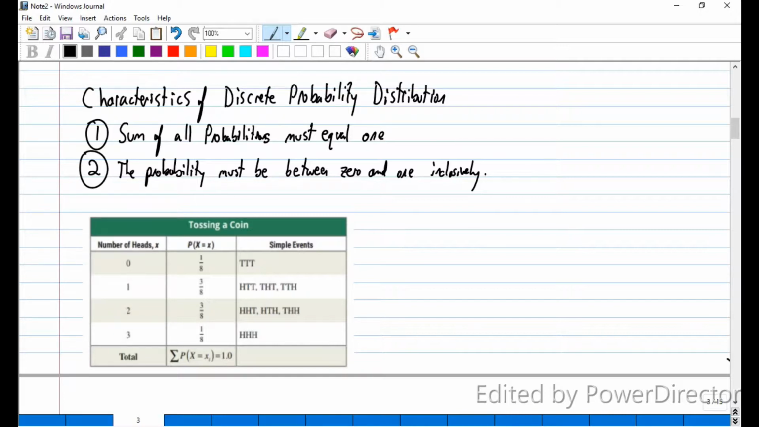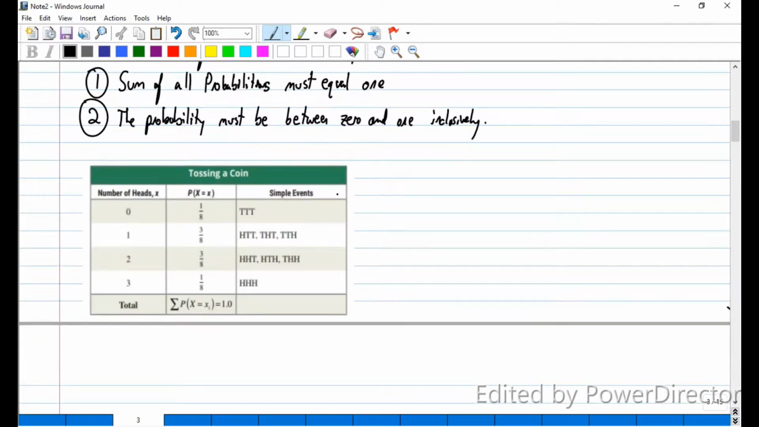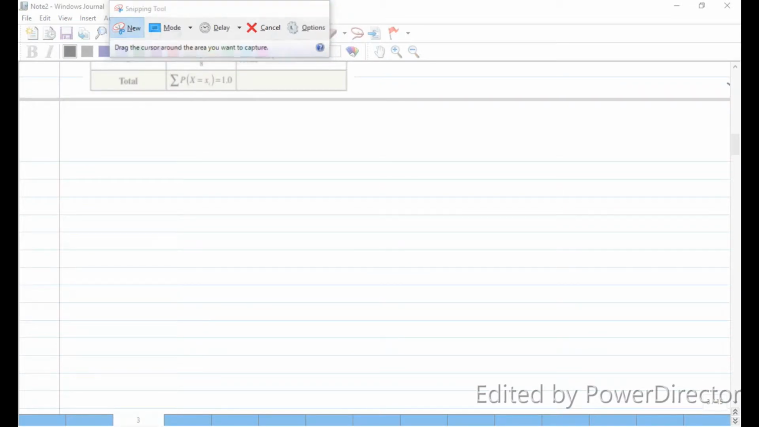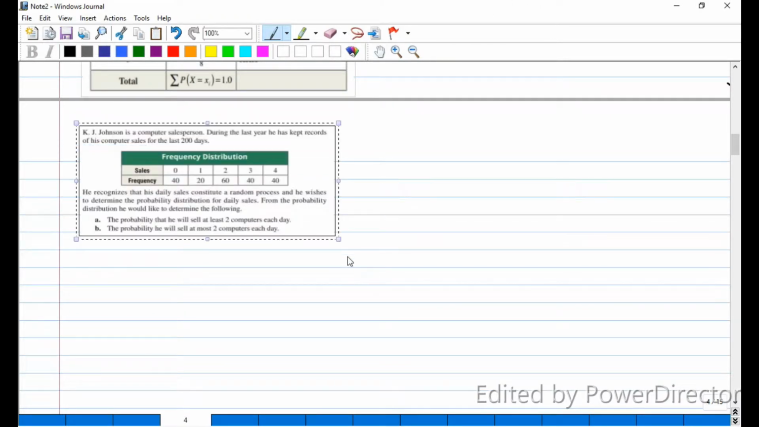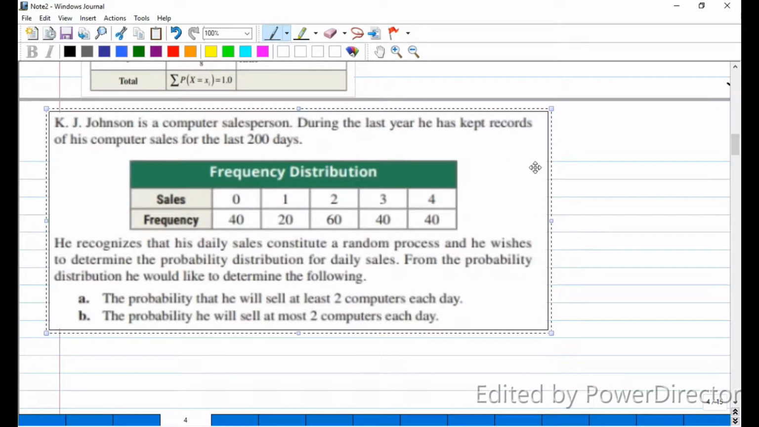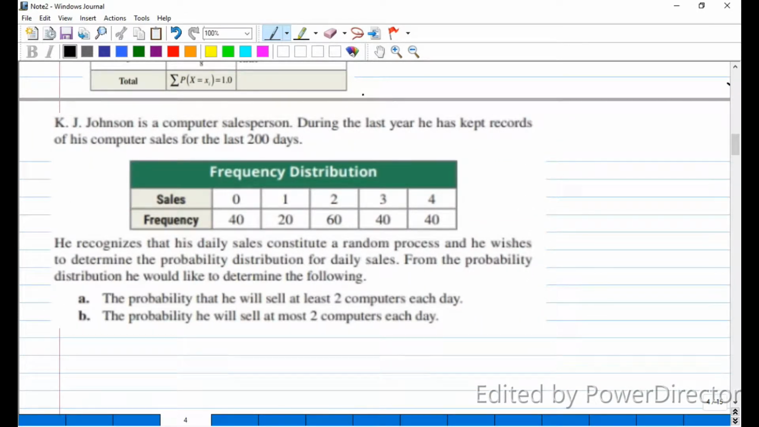All right, let's work this next problem. I don't think it's too tough. It's in the PowerPoint as well, but I'll copy it up here. Then we can look through the PowerPoint if we need a little help. All right, so this is talking about a salesperson. Again, this is in your PowerPoint. The salesperson has kept records of computer sales for the last 200 days.